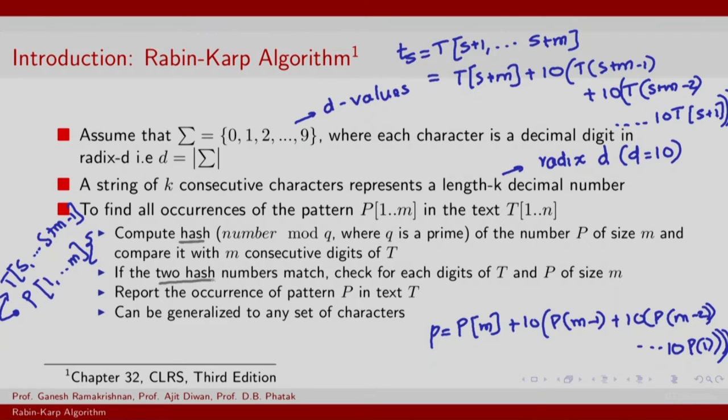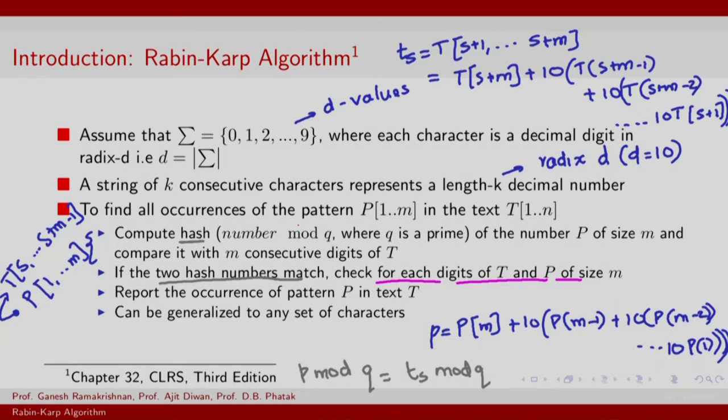Even if two hash numbers match, which means even if P mod Q equals TS mod Q, it is not necessary that P and TS are the same. So even if the two hash numbers match, you will still need to go back and check that the digits of T and P are the same. So there is an additional overhead that one incurs for having used this hash function.